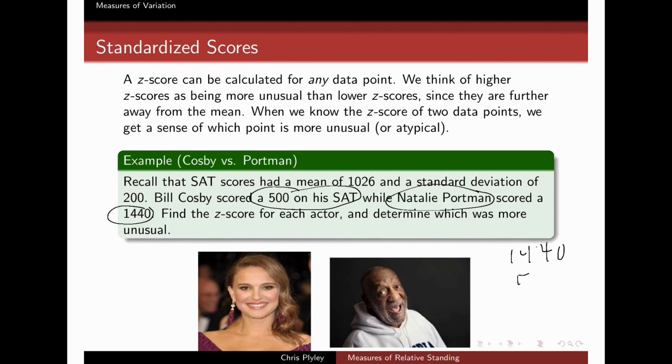So a very big difference here. Obviously it goes without saying that Natalie Portman did better on her SAT than Bill Cosby. But my question is, which of these is a more unusual score? Meaning if you're randomly selecting SAT scores, which one are you more likely to come across, a 1440 or a 500? Who is further off the grid in this sense?